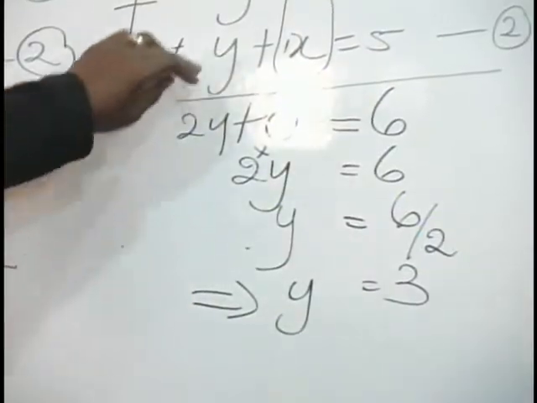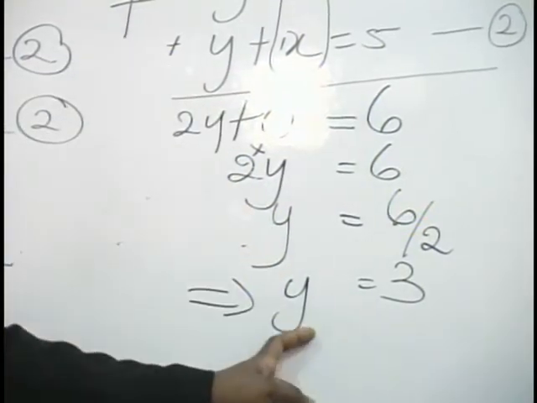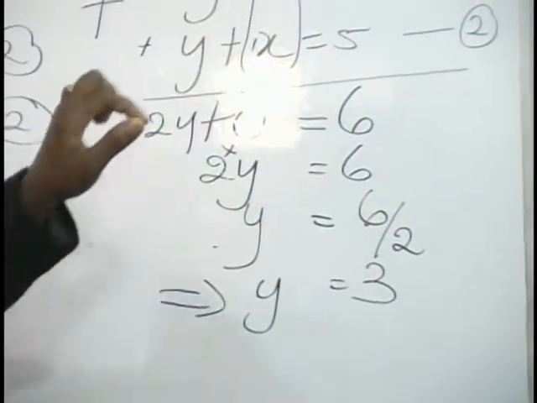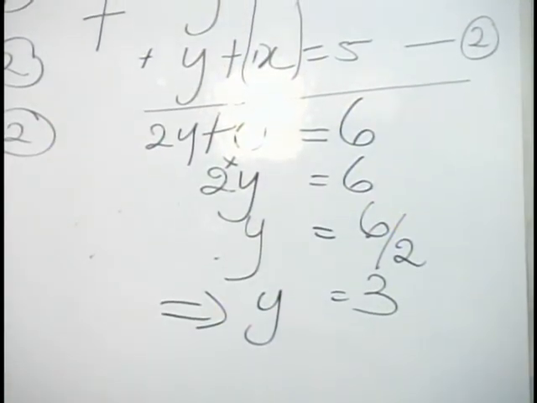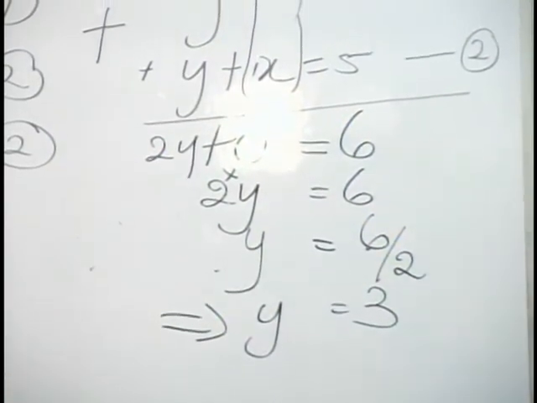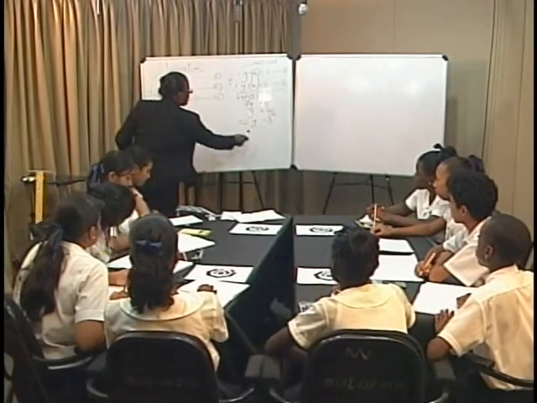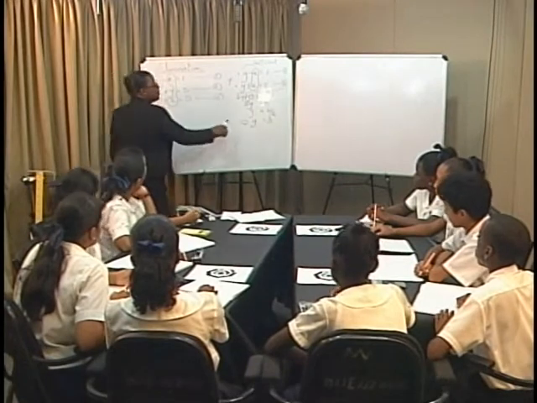Now that we have gotten rid of x and we found y, remember our original equations have an x in them. So we have got to go back now and find the value of x. So now that we know the value of y, what do you think we should do with this 3?